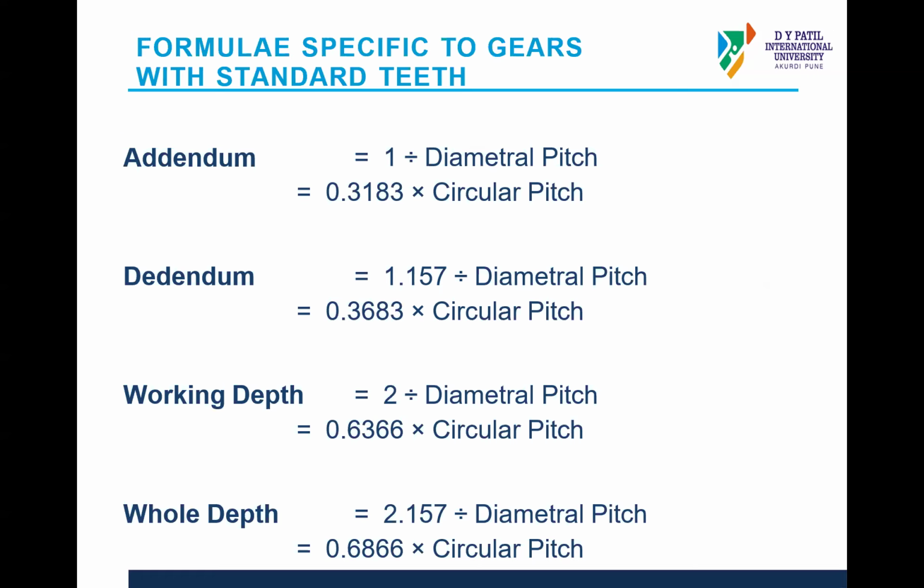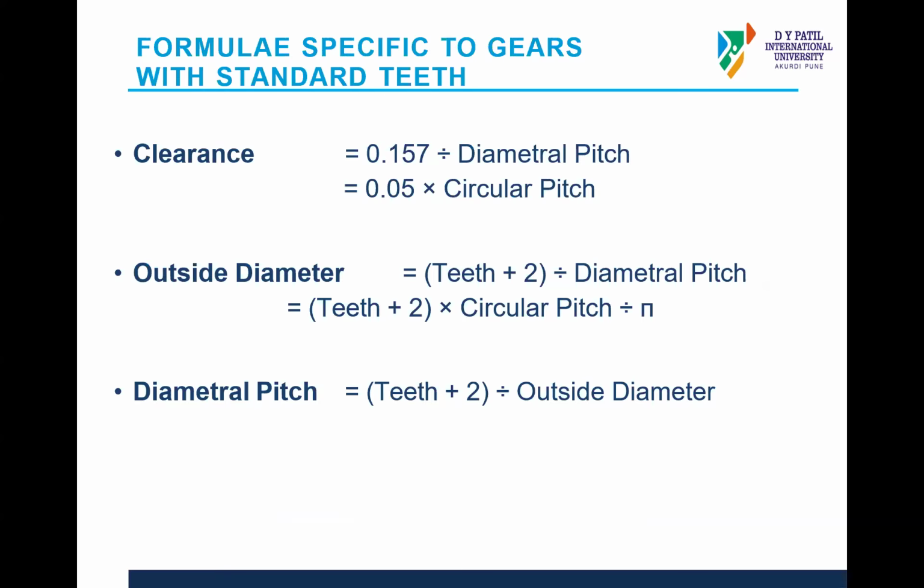Then we have working depth, this is 2 upon diametral pitch, 0.6366 into circular pitch, and we have whole depth, that is 2.157 times diametral pitch. Okay. So this is all about how you can define addendum, dedendum, working depth. Then we have clearance part. Clearance is given 0.157 times upon diametral pitch, that is 0.05 into circular pitch. Then we have outside diameter, so teeth plus 2 upon diametral pitch, that is circular pitch upon pi. And again, we can calculate diametral pitch by considering teeth plus 2 upon outside diameter.